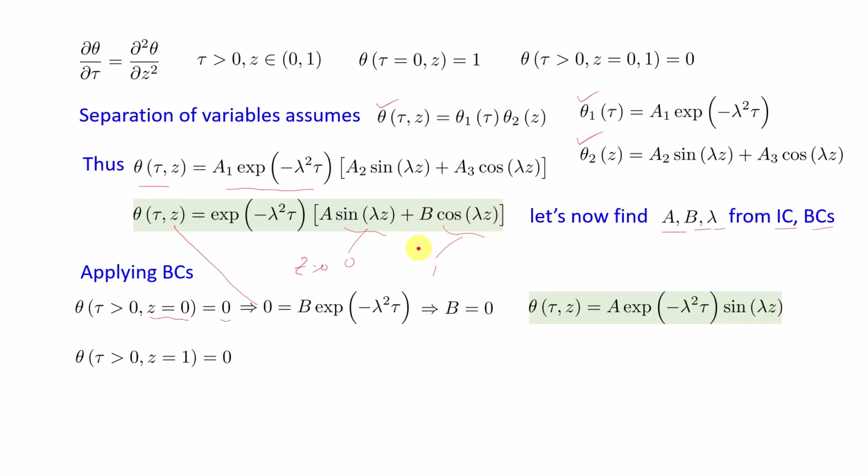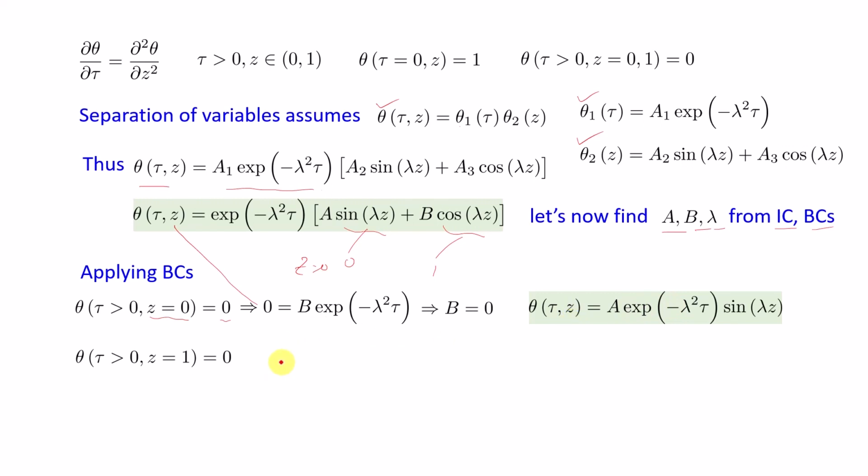One term is going out. So our theta gives us a exponential minus lambda square tau sine lambda z. You can see very clearly that this is a constant multiplied by a function of tau multiplied by a function of z. So theta of tau, z is a exponential minus lambda square tau sine lambda z. As tau tends to infinity, this exponential term goes towards 0 and theta becomes 0, and that's what we are expecting, that at infinite time, this non-dimensional temperature will come down to 0.